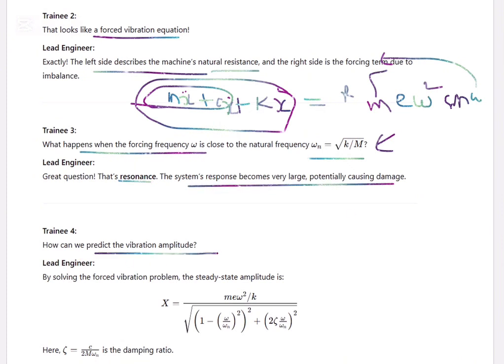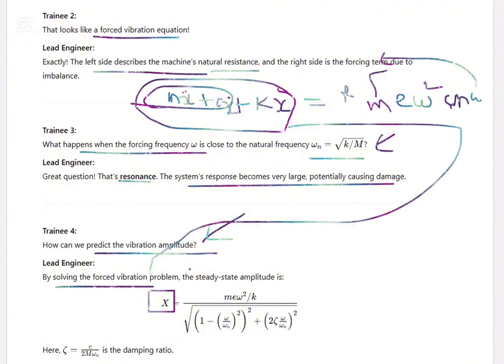How can we predict the vibration amplitude? How much vibration is going to happen? That we can predict by solving the forced equation. By solving this equation, the steady state amplitude is m e omega squared by k into the square root of (1 minus (omega by omega n) squared) whole squared plus (2 rho omega by omega n) whole squared. Here rho is the damping ratio, which is actual damping c divided by 2 m omega n, the critical damping.